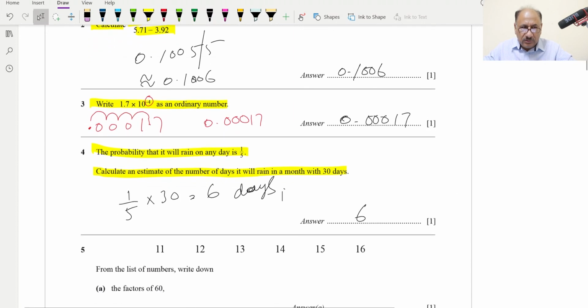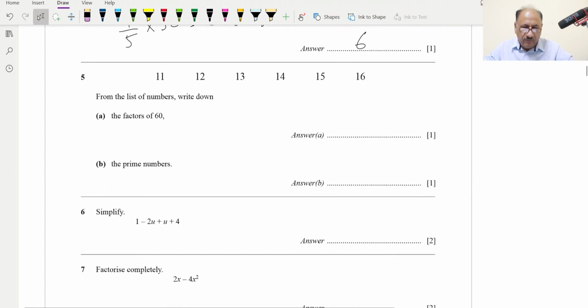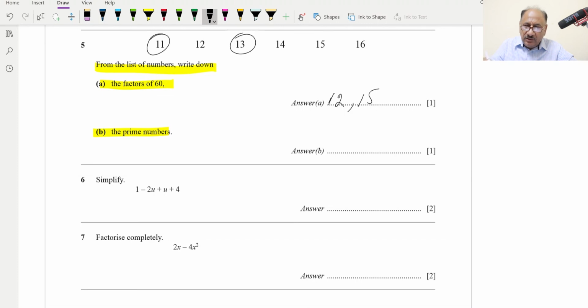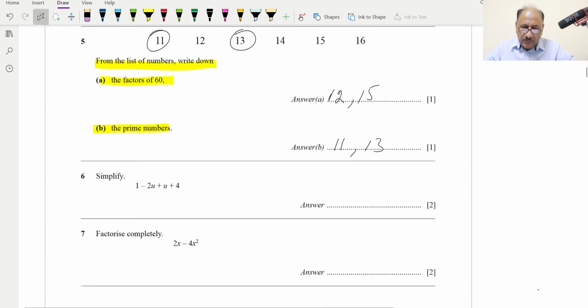Then comes next question number 5. From the list of numbers, write down the factors of 60. Factors of 60 are 12 and 15. These are dividing 60 without remainder, and B part is the prime numbers. Prime numbers are 11 and 13, which are divisible by itself and 1, and these are the prime numbers.